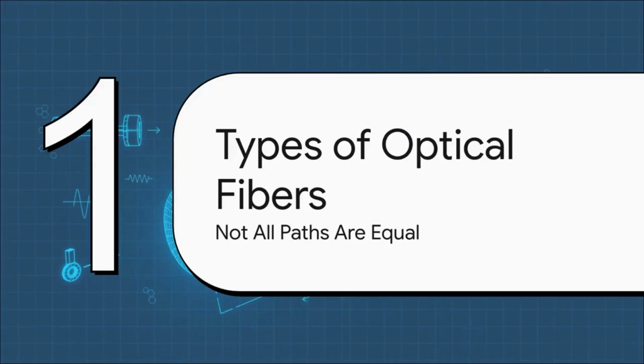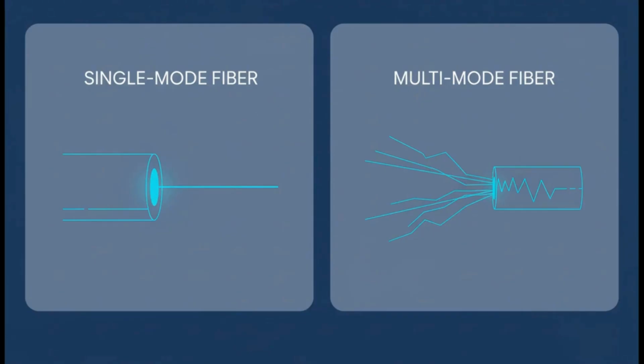But, as it turns out, not all of these light-carrying roads are built the same way. The journey for our little light pulse can be totally different depending on the type of fiber it's traveling through. So the two main flavors are single mode and multi-mode. Single mode fiber has a ridiculously tiny core. We're talking 8 to 9 micrometers. That's smaller than a human hair. This forces the light to travel in just one single straight path, or mode. This is perfect for long-distance communication because the signal stays clean and doesn't spread out.